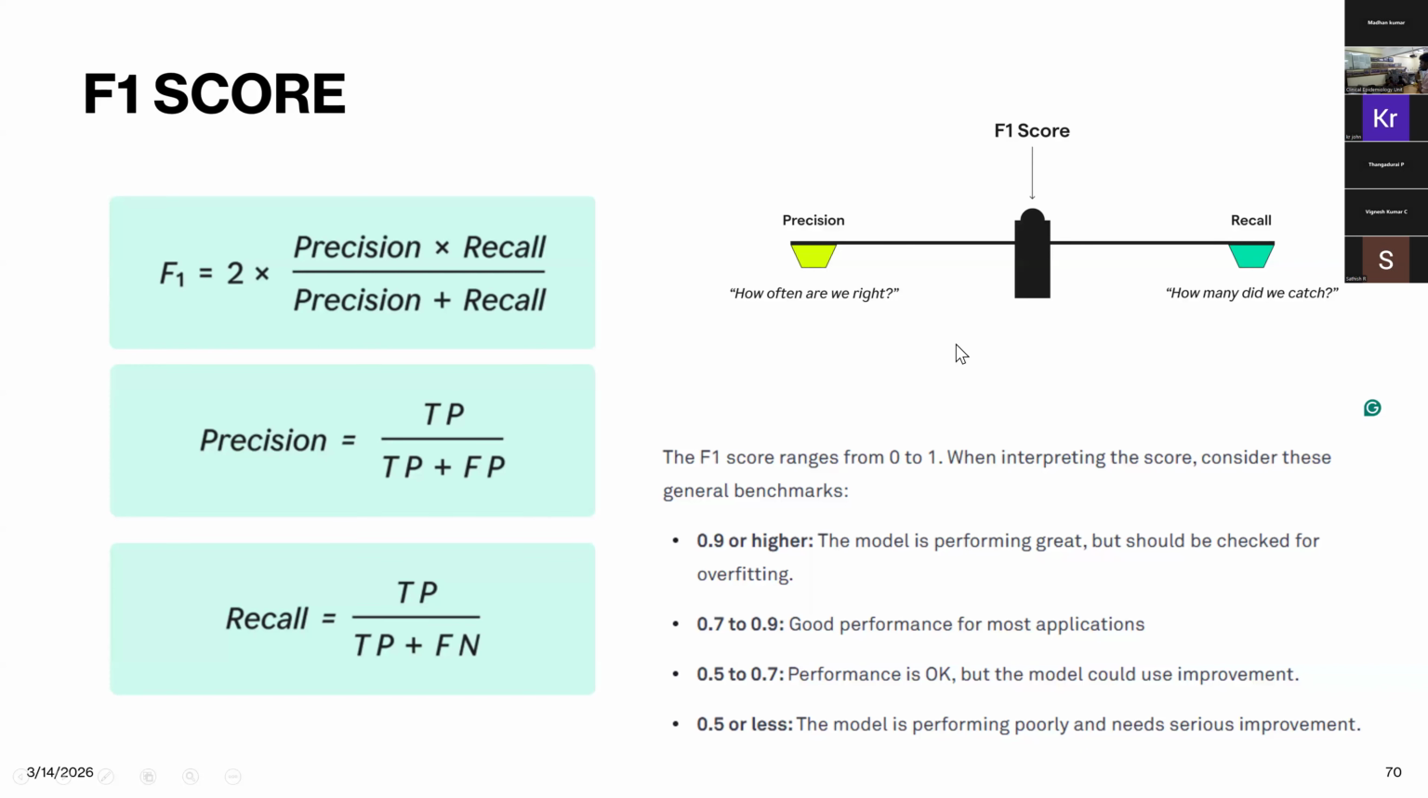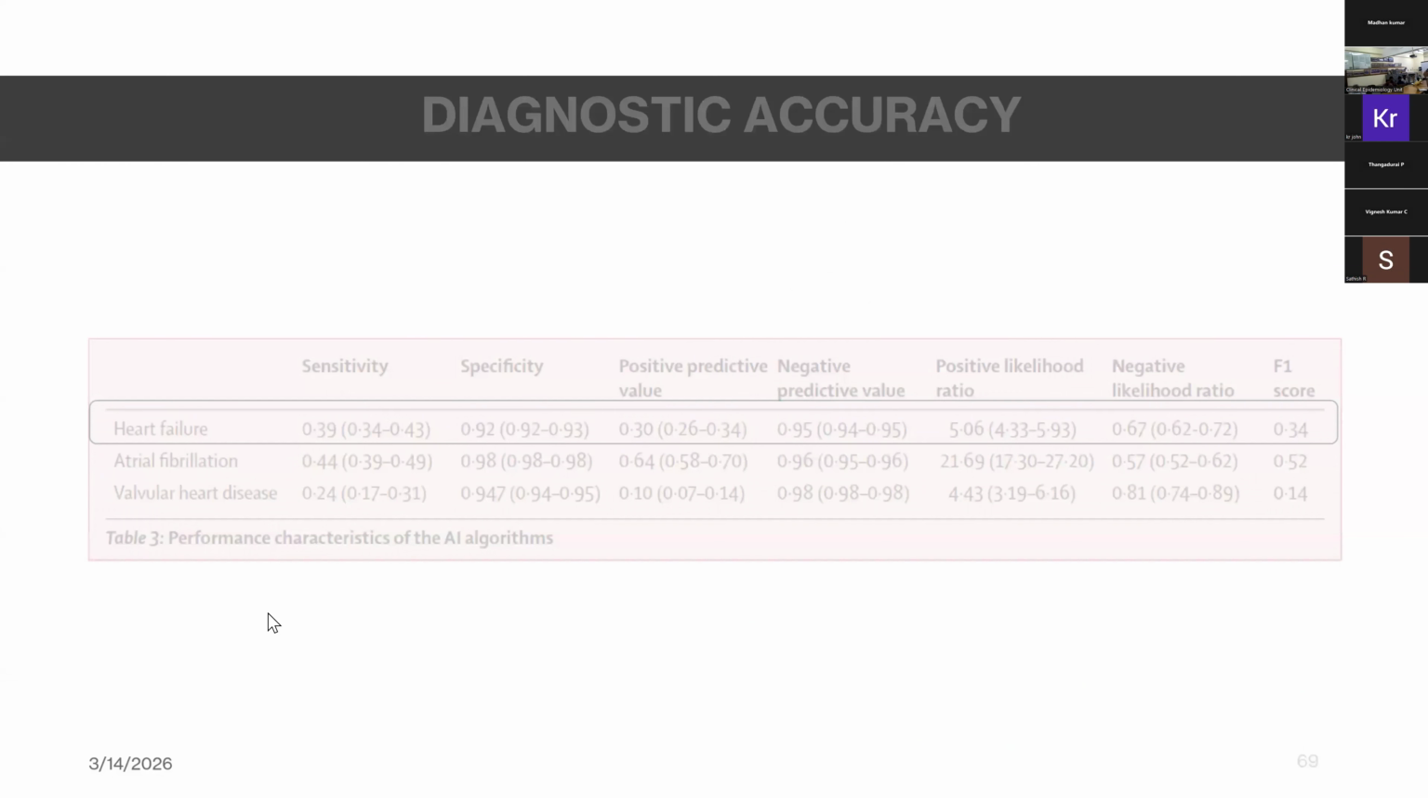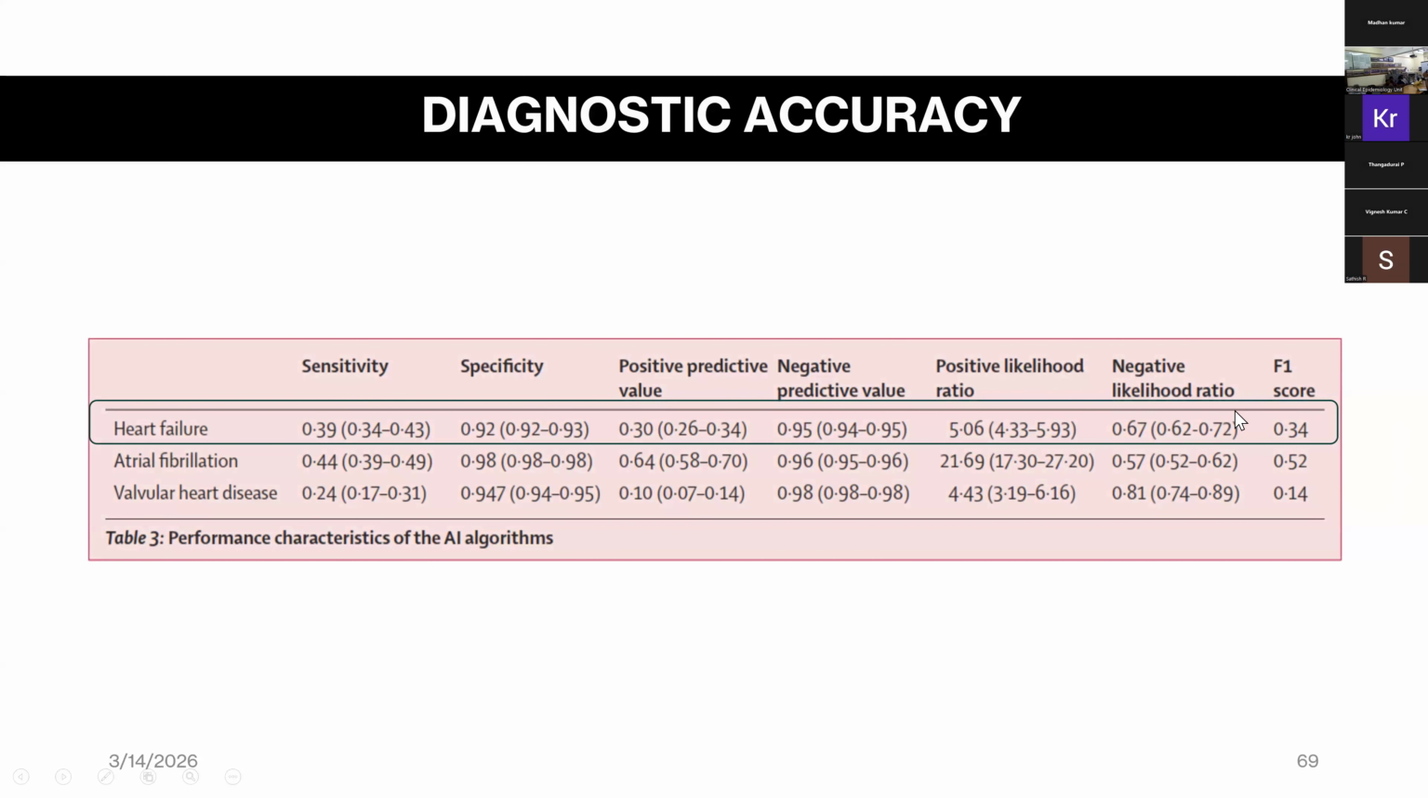So the F1 score assesses how often we are right and how many did we catch among those who have the disease. The range of F1 score can be between 0 to 1, and a study is said to have a good performance if it has a score of about 0.7 to 0.19, and great if it has an F1 score of 0.9. Whereas in our study, for our primary outcome of heart failure, our F1 score was only 0.34.